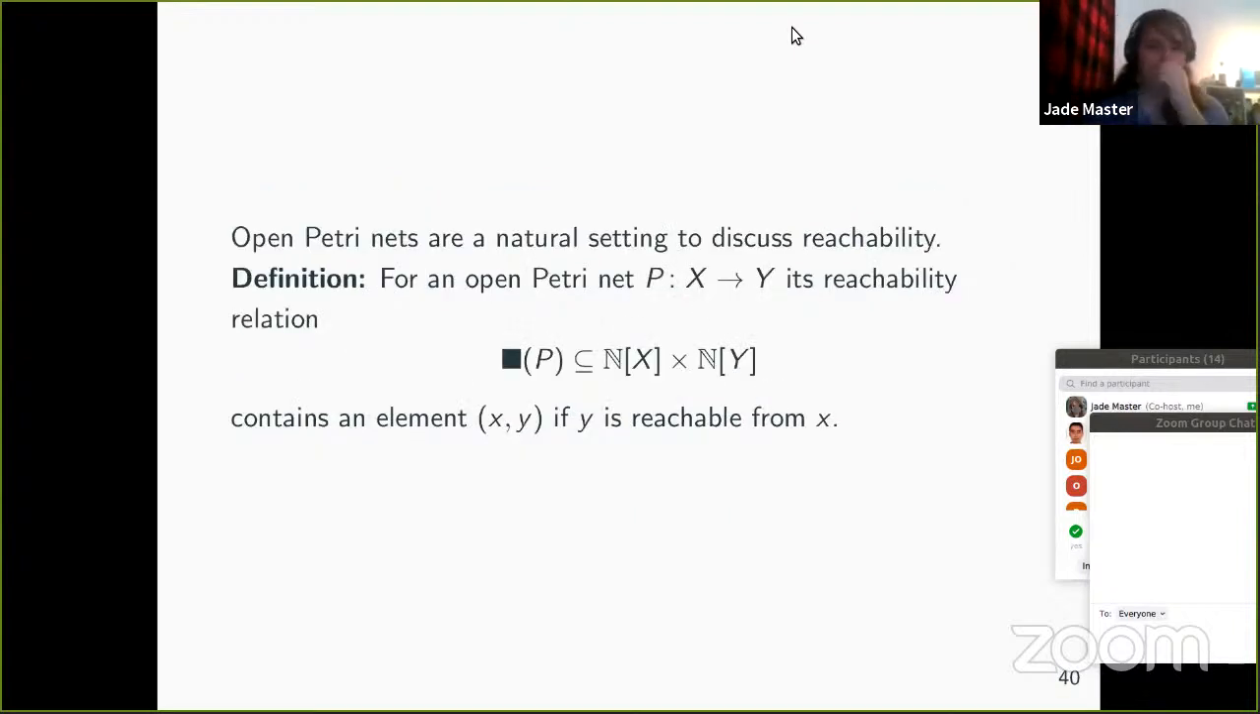Okay, so open Petri nets are a nice setting, in my opinion, to discuss reachability. If you have an open Petri net, you can define its reachability relation just on the inputs and outputs rather than all of the places, as the subset of the free commutative monoids on the inputs and outputs, i.e. the markings which are reachable, contains an element xy if y is reachable from x.